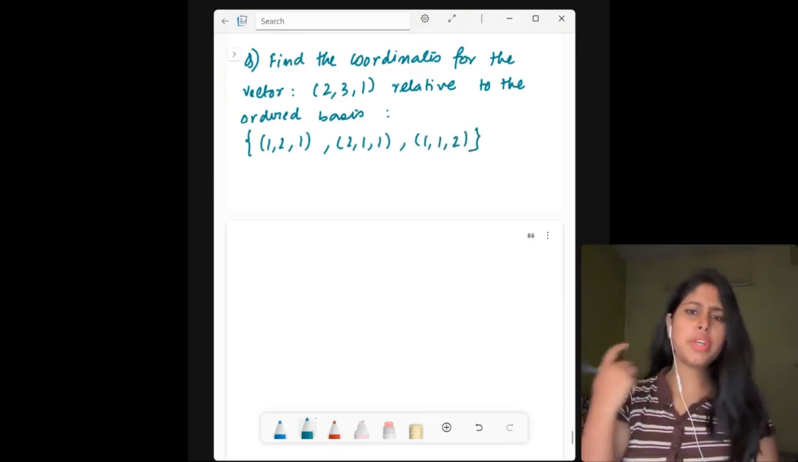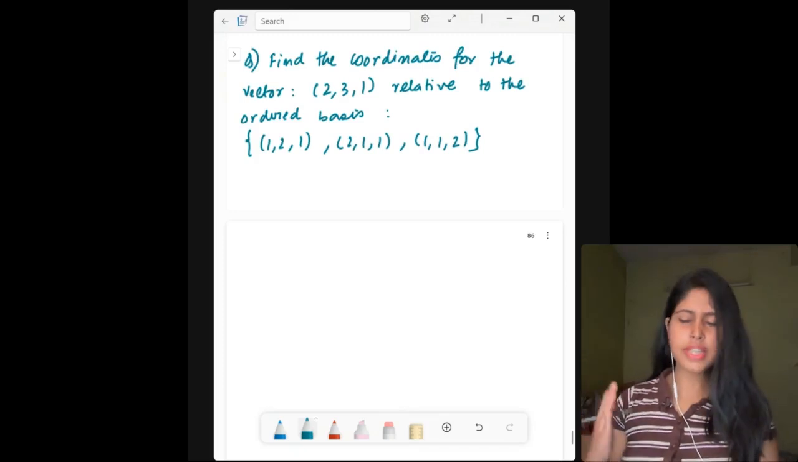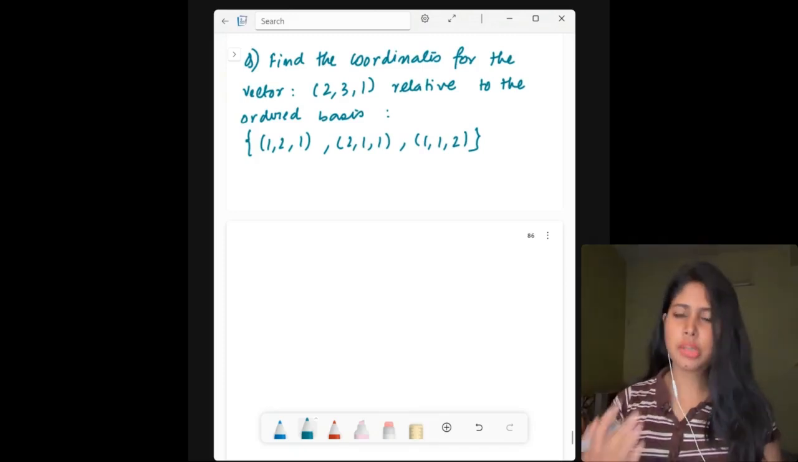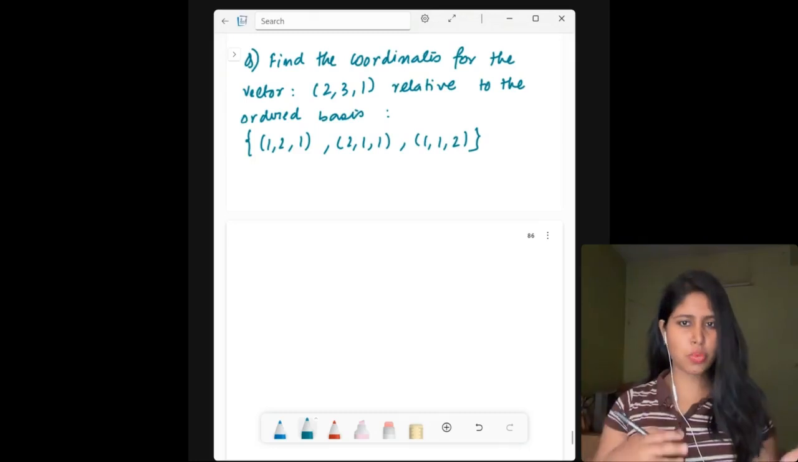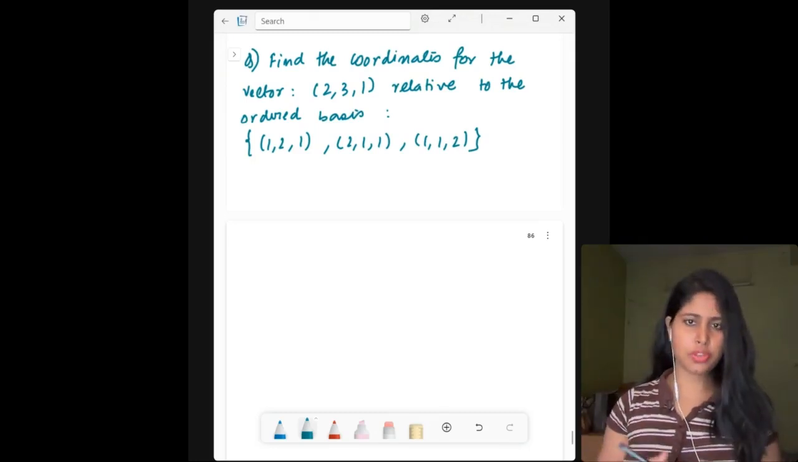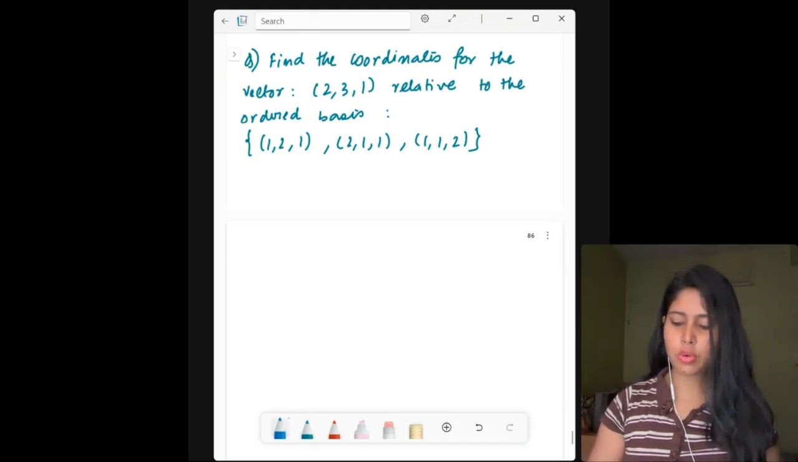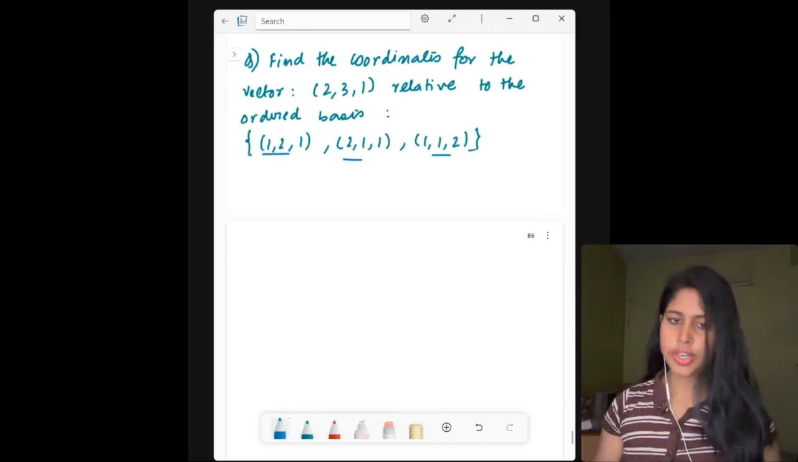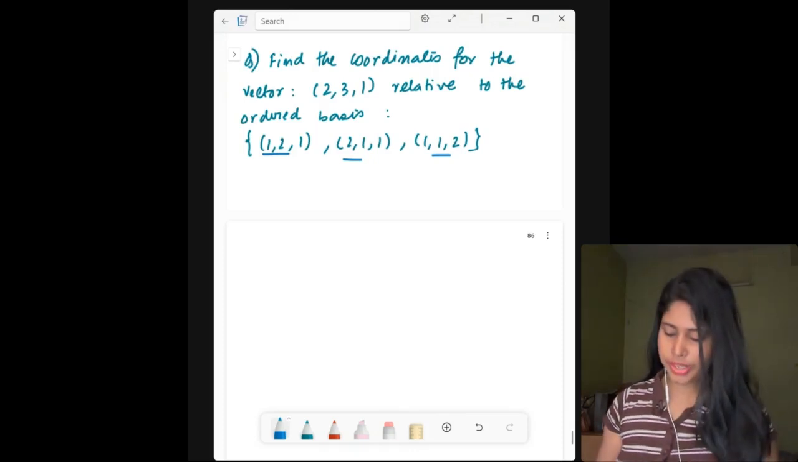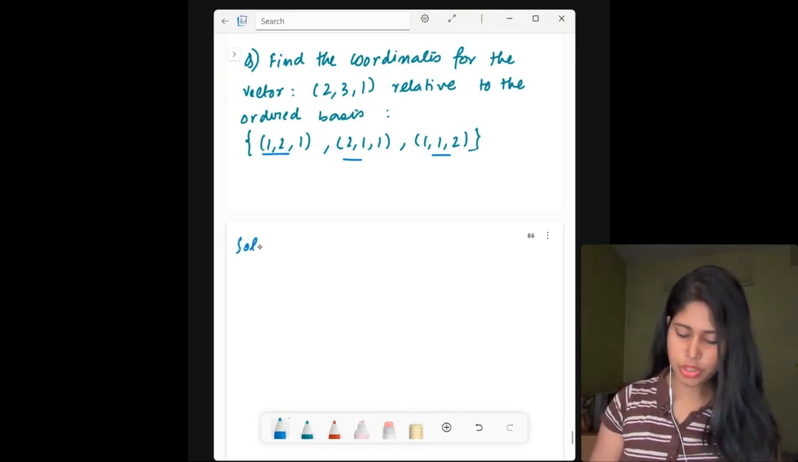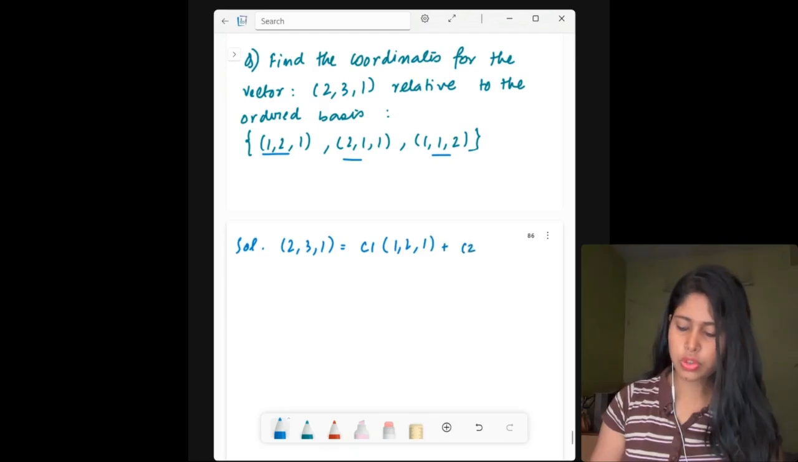Okay, so from here how will we do it? See, we need to do the first setup. Setup is what? That is (2, 3, 1) equals C1 alpha 1 plus C2 alpha 2 plus C3 alpha 3, right? So what are our alpha 1, alpha 2 and alpha 3? It is just these basis vectors. So let us set up the question. How will we write it? Solution: (2, 3, 1) equals C1 (1, 2, 1) plus C2 (2, 1, 1) plus C3 (1, 1, 2).